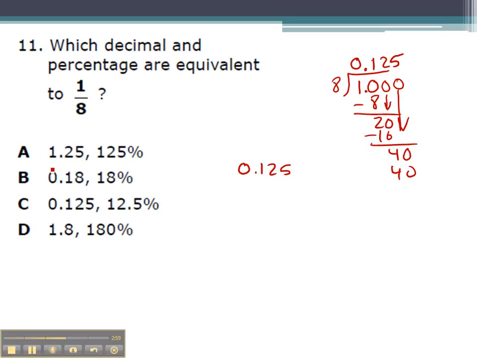And then looking at the answer choices, that's not 0.125. That's not. This one is. You can rule out the rest of these. Don't even have to figure out the percent.